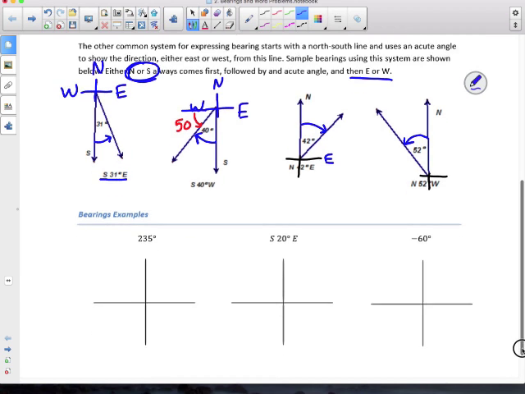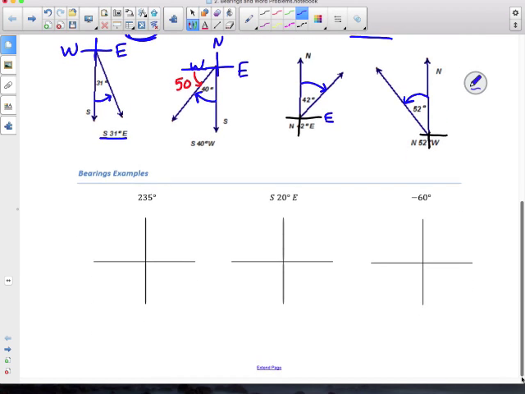All right, so we'll do these 3 quick examples, just so you get the hang of it. So we have 235, so it's more than 180, so I'm going to start from north and kind of come all the way around. Here's 180, and it's less than 270, so I'm somewhere in this quadrant. I don't exactly know where, but I'll stop right here. Here's where this angle is measured, roughly.